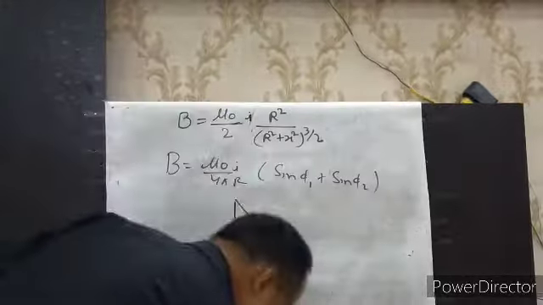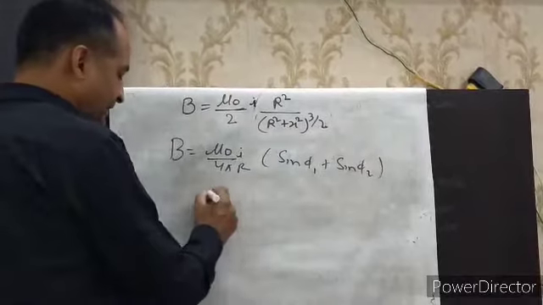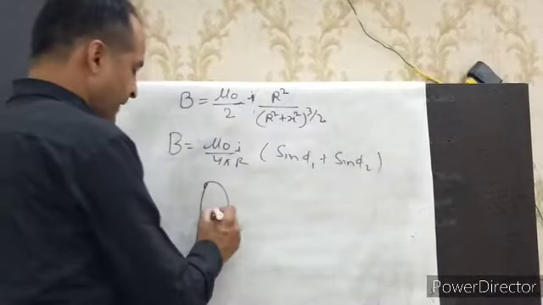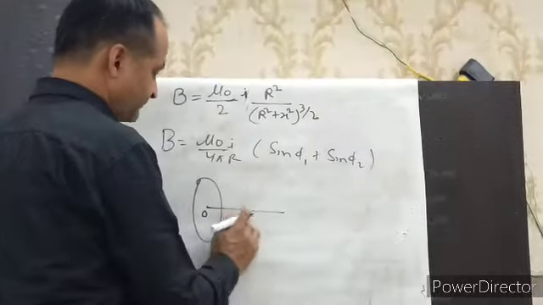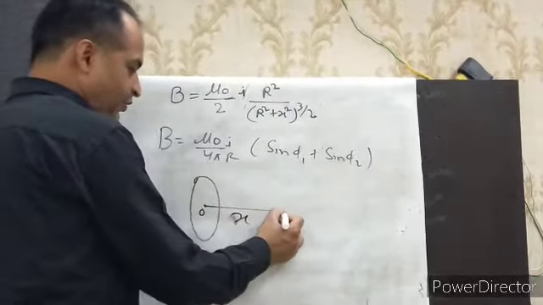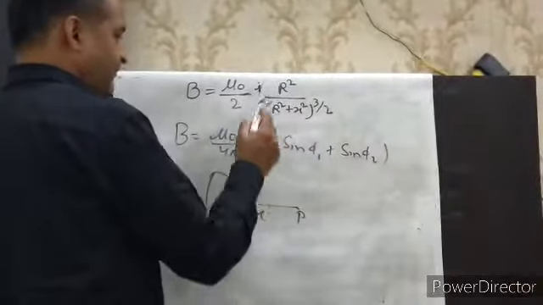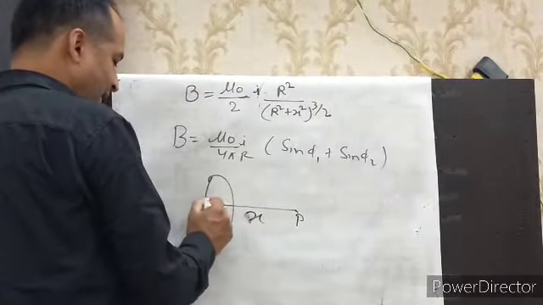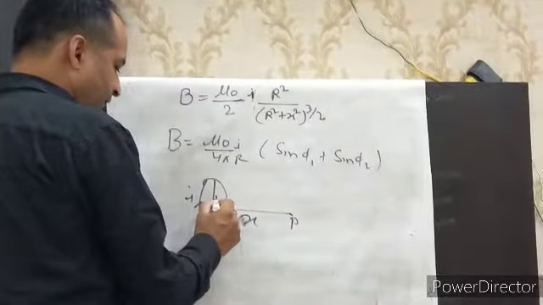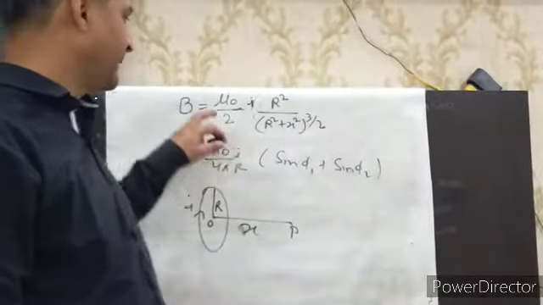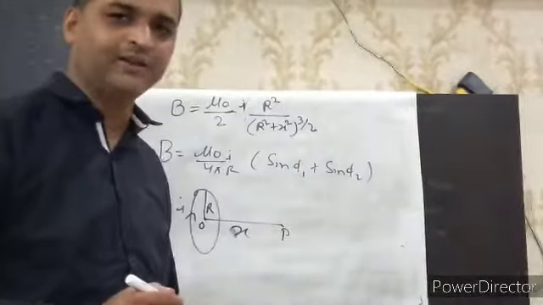Then we have studied magnetic field due to a current carrying loop. If there is a current carrying loop, then the magnetic field at a distance small x from the center of the loop, at a point on the axis, is given by mu naught I by 2, where I is the current flowing in the loop and R is the radius of the loop. The magnetic field is mu naught I by 2, R square by R square plus x square whole power 3 by 2.